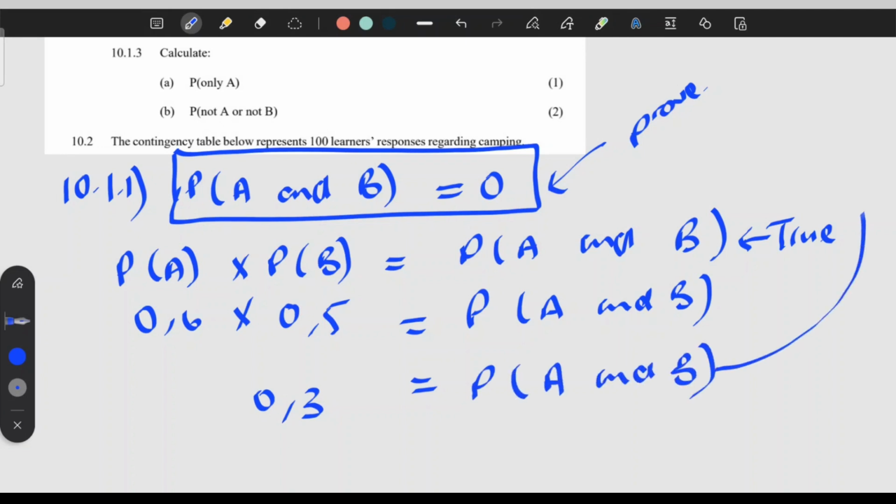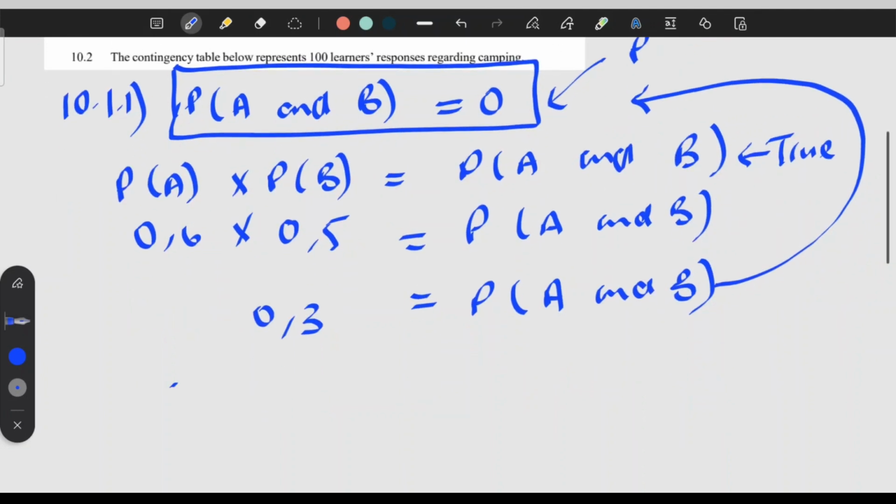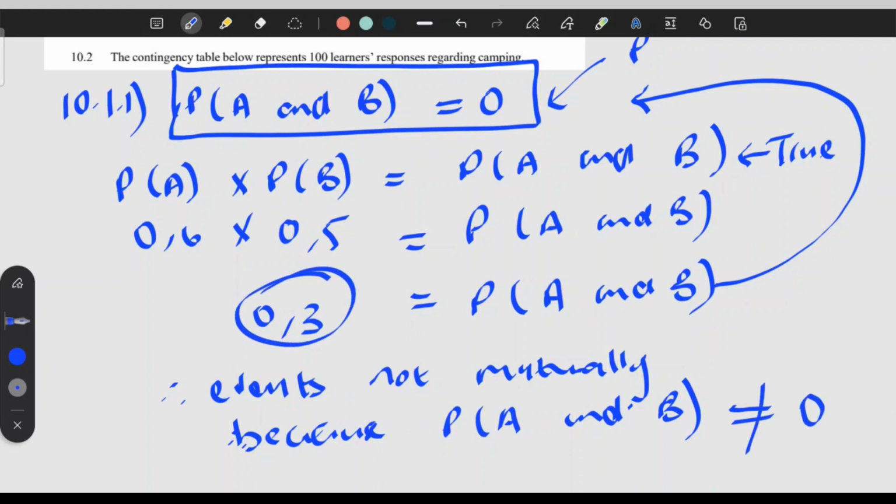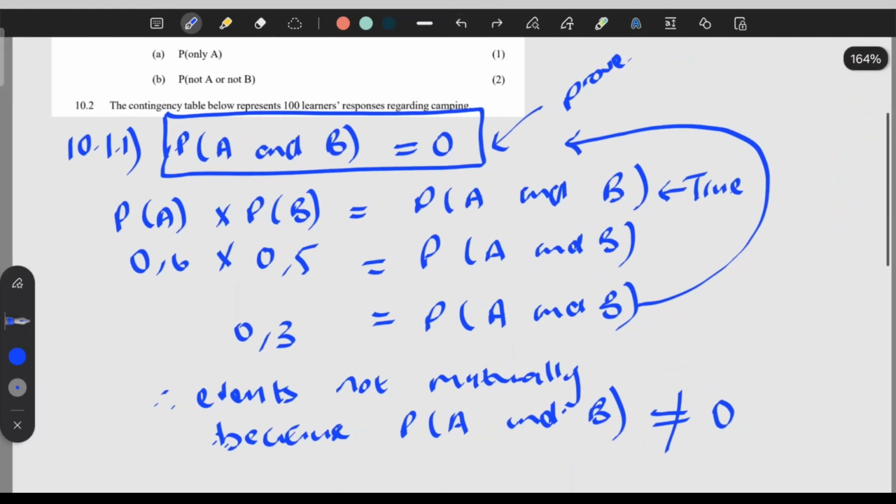So can you see that we try to prove this, but it's not the case. So here we say that therefore, our events are not mutually exclusive. You can say here, because P of A and B is not equal to 0, it's equal to 0,3. And that's how you would do a question like that.